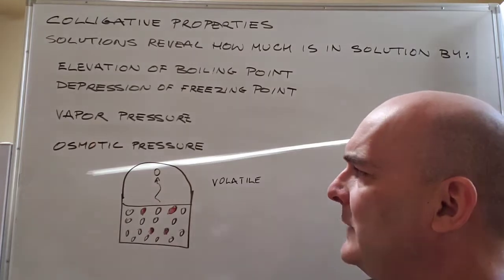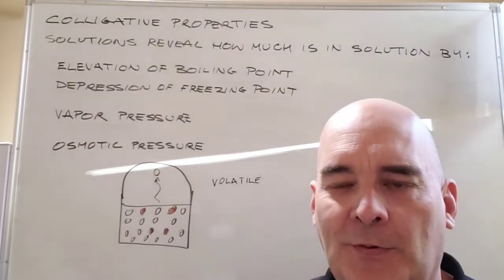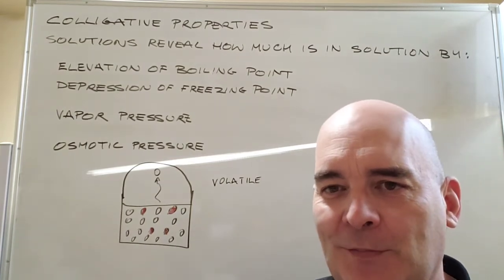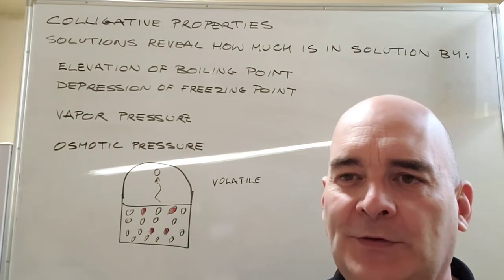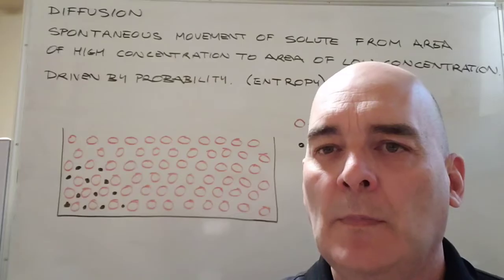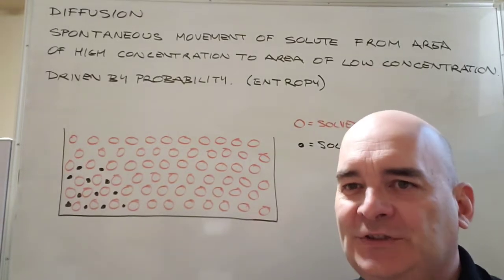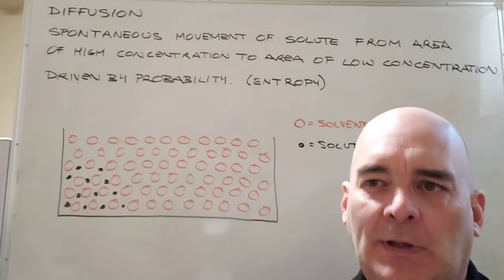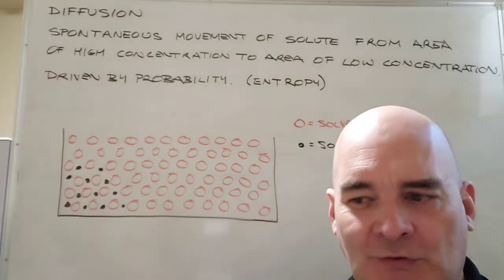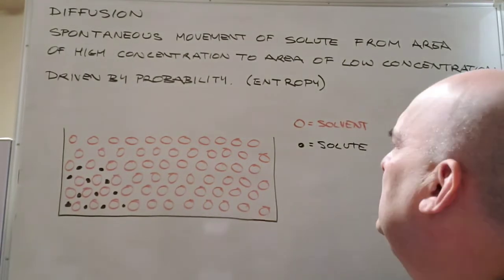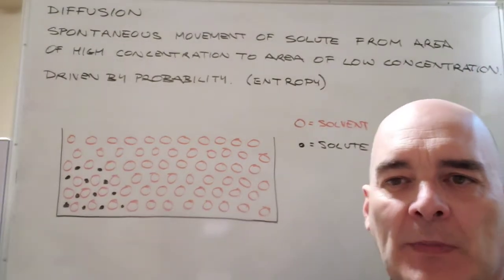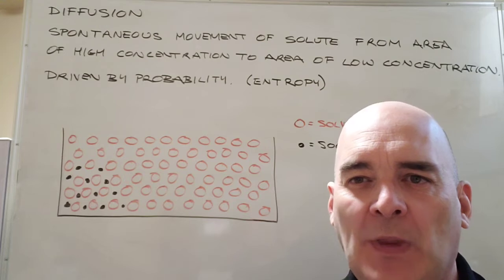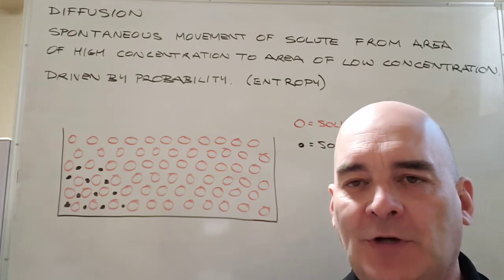The fourth thing that we can measure is something called osmotic pressure. That's a little bit more difficult. It requires a little bit more of a description, and that's what we'll do now. Osmosis is a special kind of diffusion. So let's look at what diffusion is, because this is the more general approach. Diffusion is a spontaneous movement of solute from an area where it is high in concentration to an area where it is low in concentration.